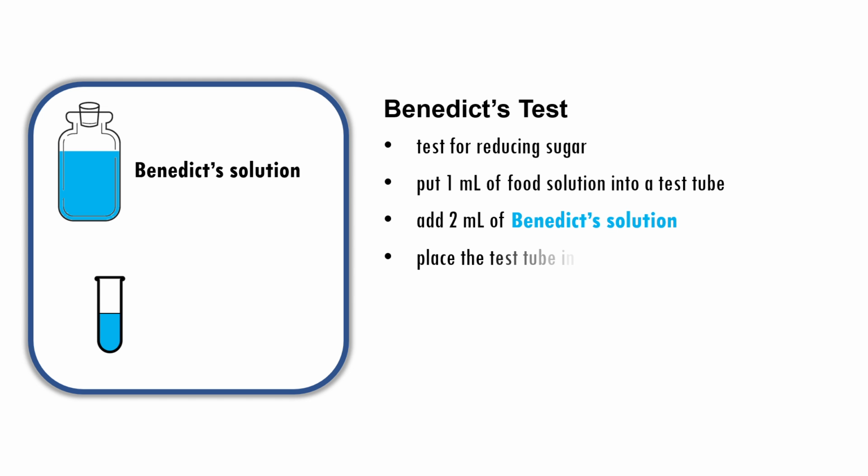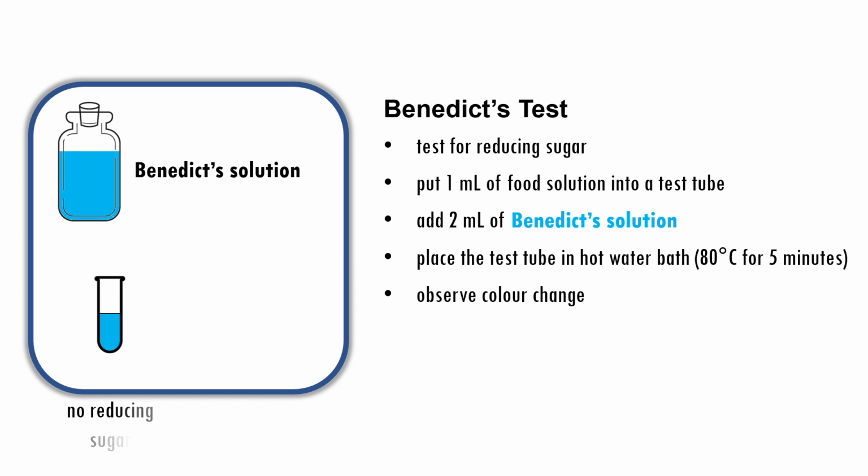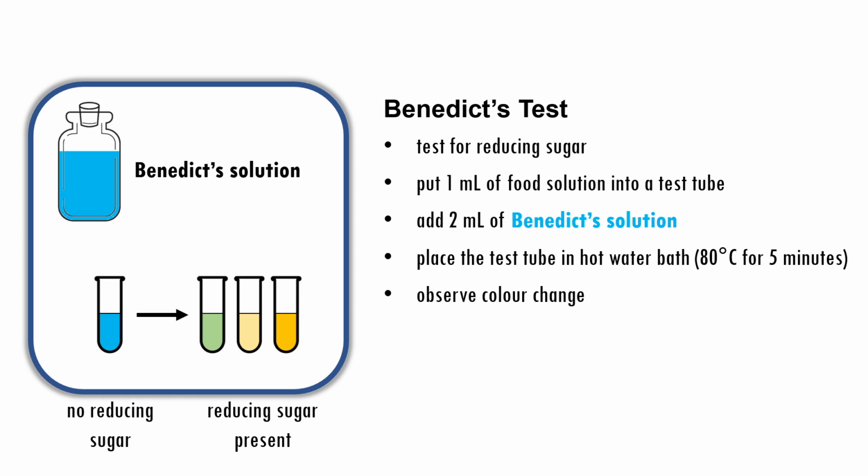Then place the test tube in a hot water bath at around 80 degrees Celsius for about 5 minutes. If no reducing sugar is present, the solution will remain blue. But if reducing sugar is present, the solution will change color, starting from green, then turning yellow, orange, and finally a brick red precipitate, depending on how much sugar is in the sample. The stronger the color change, the more sugar is present.